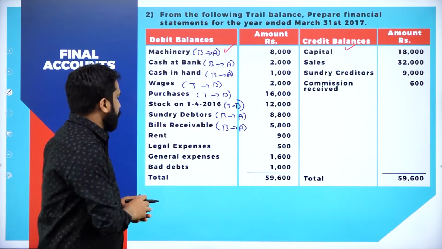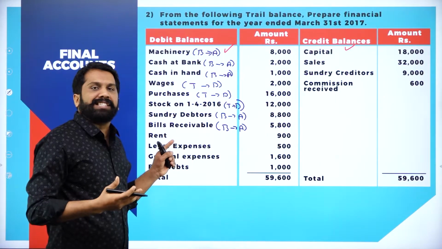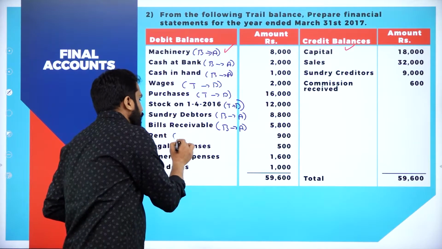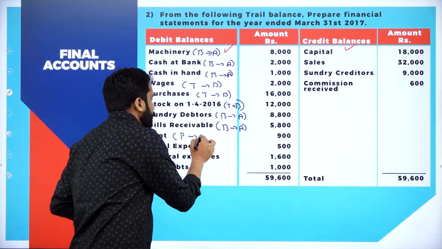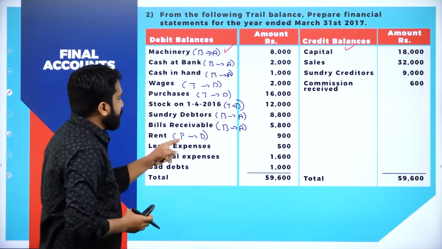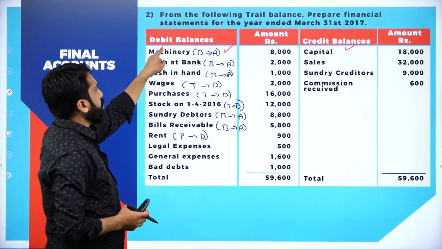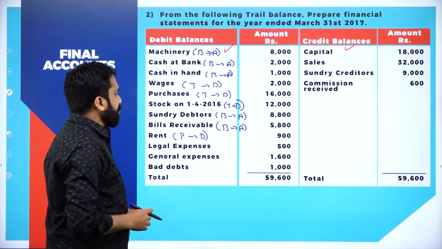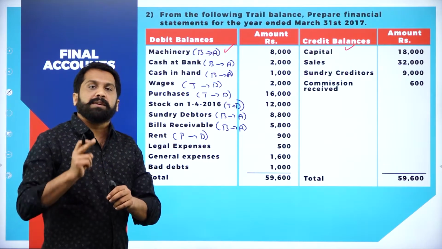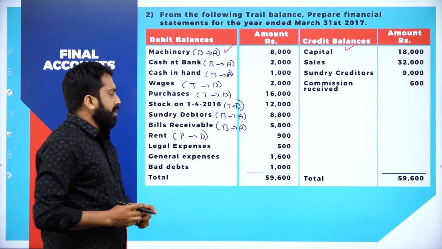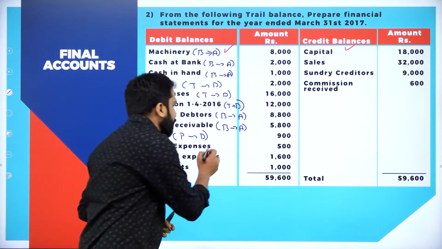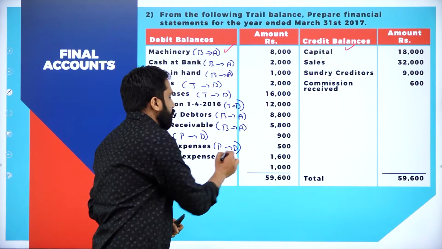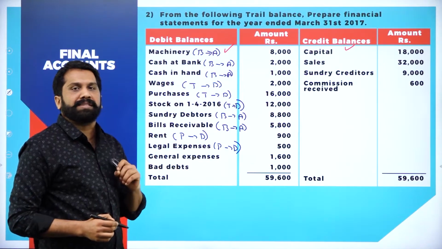Now, next, rent. Rent is an expenditure. Expenses will come under what? P&L. So, profit and loss account, debit side. Why is it debit side? Because the amount is in the debit column. Next, legal expenses. Expenses come where? Profit and loss account. Why is it in the debit one? Because the amount is on the debit side. We should also write in P&L debit side only.